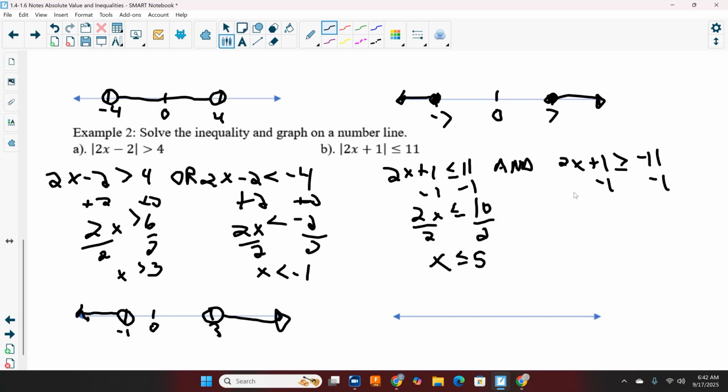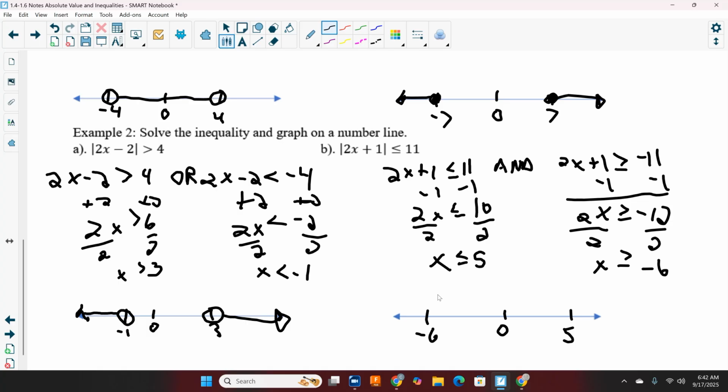Again, the steps are the same. We're just going to get different numbers. 2x is greater than or equal to -12. Divide by 2, divide by 2. X is greater than or equal to -6. So let's see, we got -6 out here. We got 0 maybe about there. We got 5 here. And that included an equal to, which means we're going to have closed circles, shaded in between.